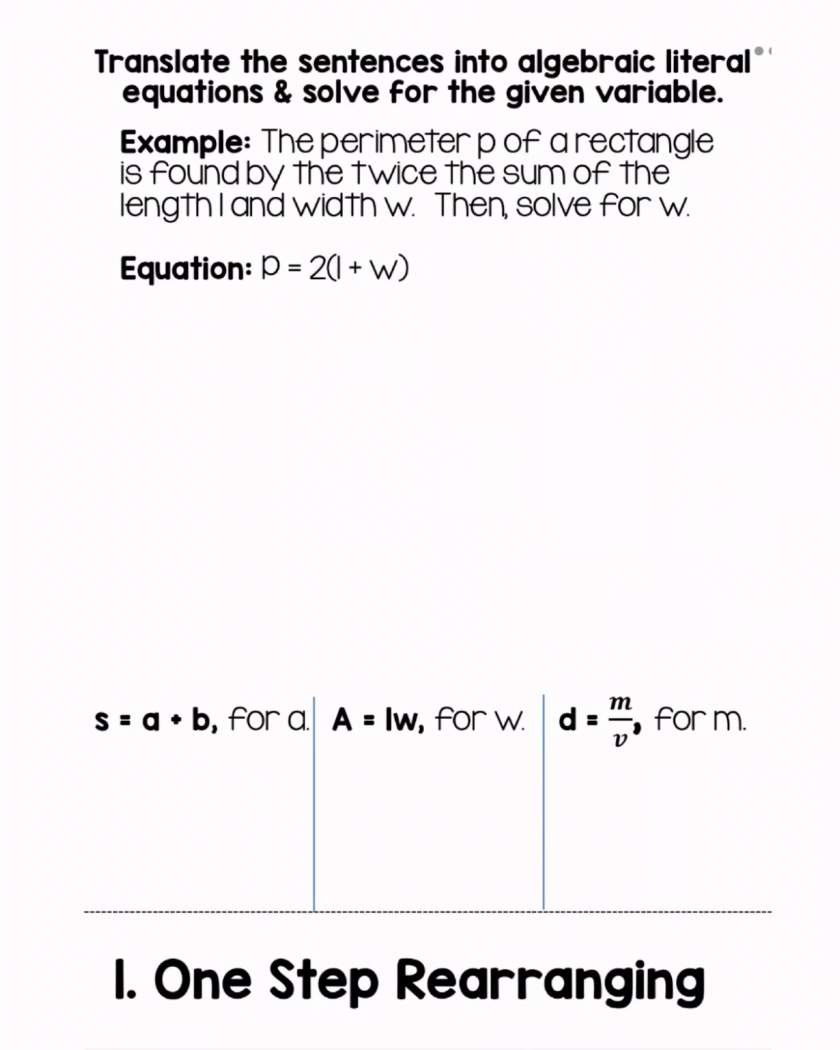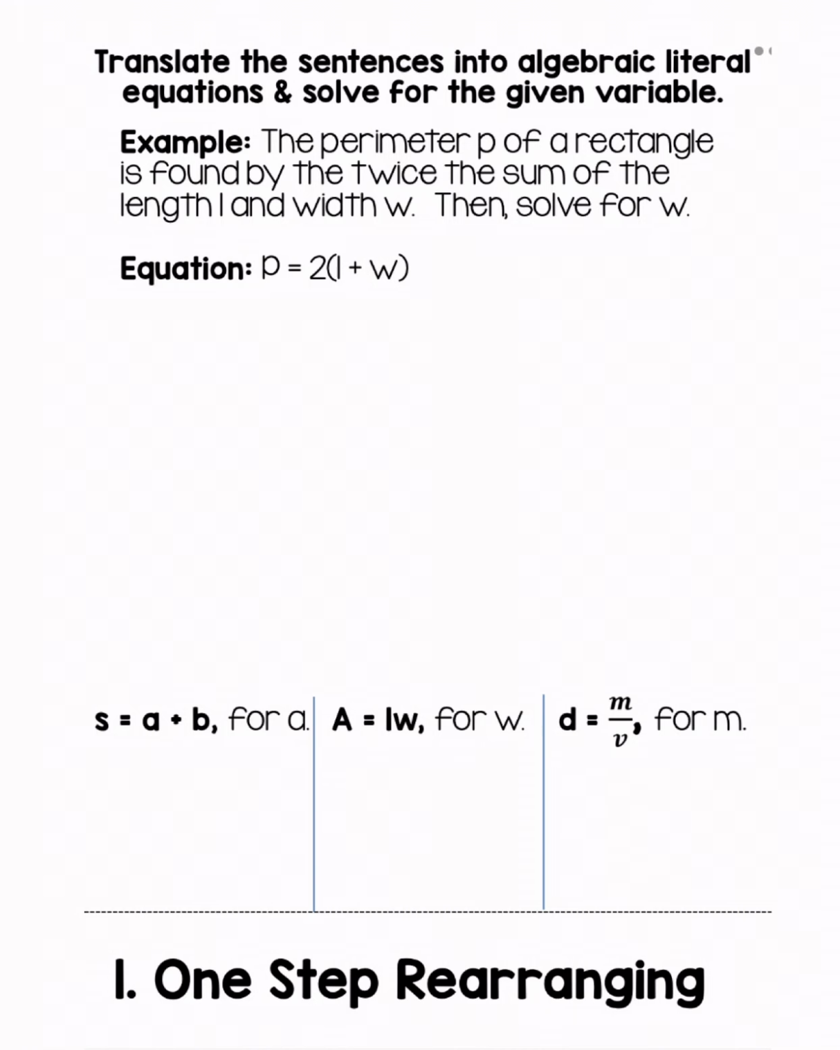So your foldable will look a little different than my screen, but we're just going in order of the foldable. So 1, 2, 3. So you're just going to flip it up each time. So this is the first page. Okay. So we have P equals 2 times L plus W. So now we're solving for W. Okay, so P right now is by itself, but we want to get W by itself. So that means we're going to have to rearrange this equation.